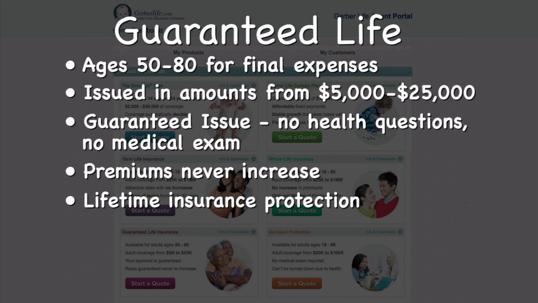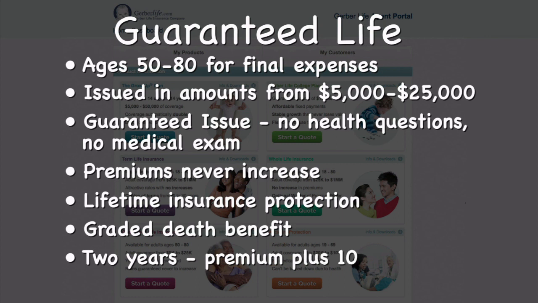In the first 2 years of the policy, there's a graded death benefit. How does that work? If death occurs in the policy's first 2 years for any reason other than an accident, in other words, due to an illness, the beneficiary will not get the face value of the policy. He or she will get all premiums paid in, plus 10% interest. And if it's an accident? If it's an accident within those first 2 years, the full face value of the policy will be paid.